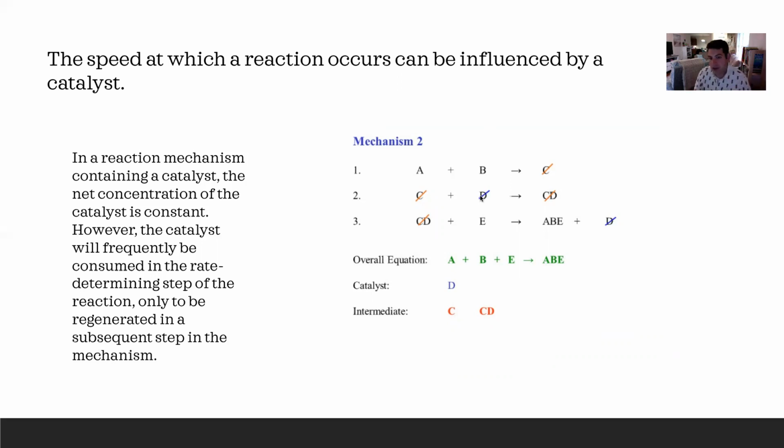All right, so intermediates are things that aren't in the overall equation. So C and CD are intermediates, but D is the catalyst because it's being regenerated by the end. Yes, we cross it out. It's not in the overall equation, but it's there at the end of the reaction. So it's available in like the next round of the reaction.